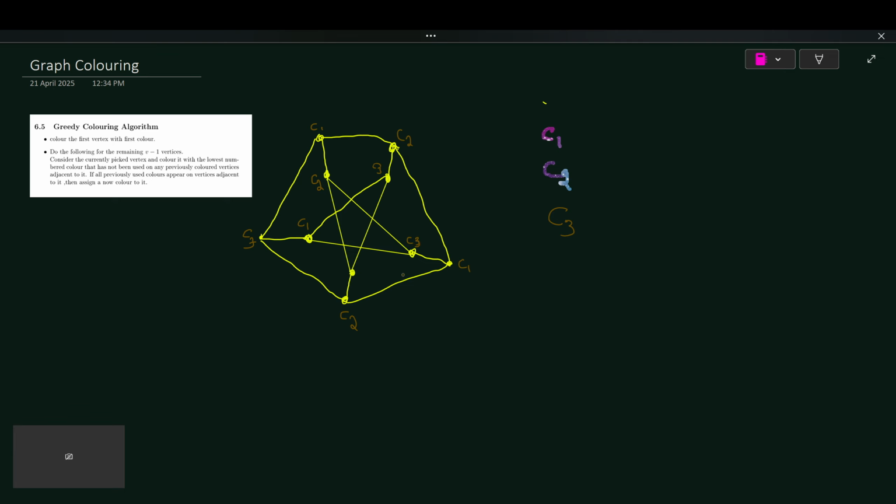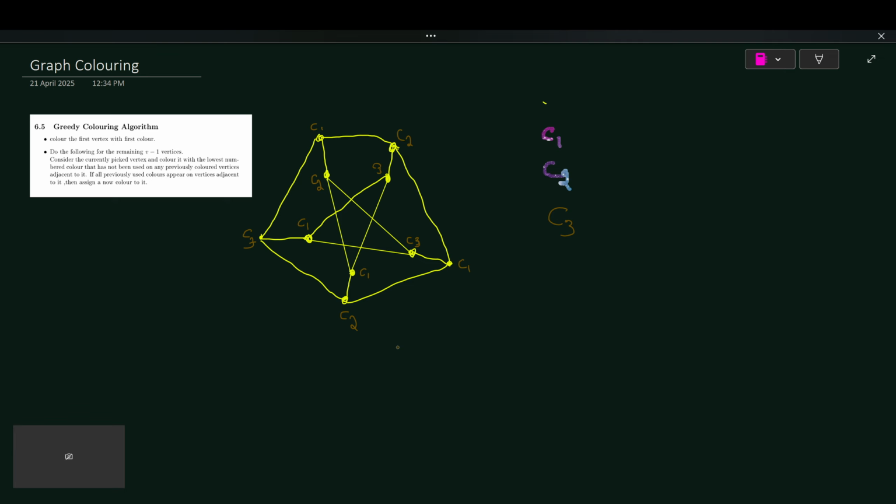Now there is one more vertex remaining. Okay, to start with c1. c1 is not used in any vertices which are adjacent to the final vertex. The colors c2 and c3 are used in the adjacent vertices. So you can use the color c1 itself to color this particular vertex. So that is how we color this particular graph in a proper way.